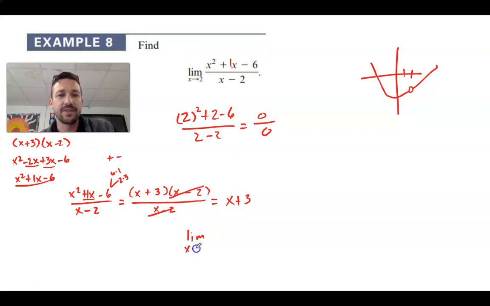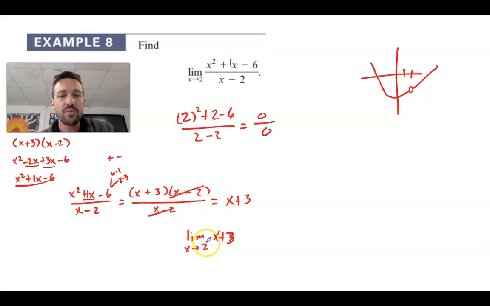And this function, x plus 3, oh man, that should be a 3. x plus 3 will look exactly like this function if you graph them. If you want to go online and graph those two on a graphing calculator, they're going to look exactly the same. The only difference is that this function has a hole in it.